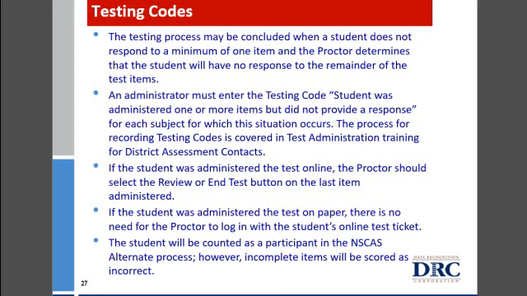If the student was administered the test online, the proctor should select the Review End Test button on the last item administered. If the student was administered the test on paper, there is no need for the proctor to log in with the student's online test ticket. The student will be counted as a participant in the NSCAS alternate. However, incomplete items will be scored as incorrect.